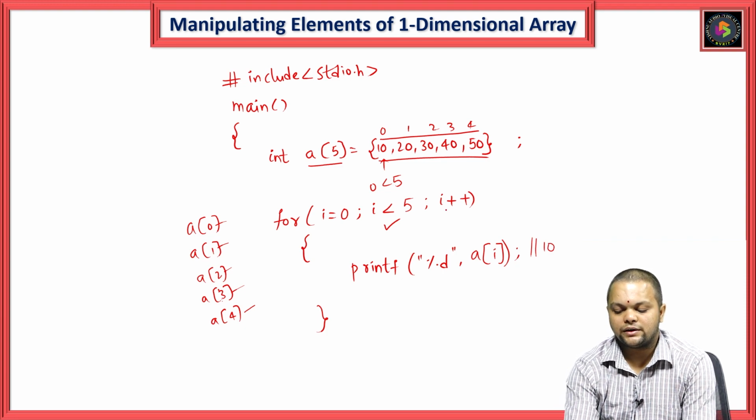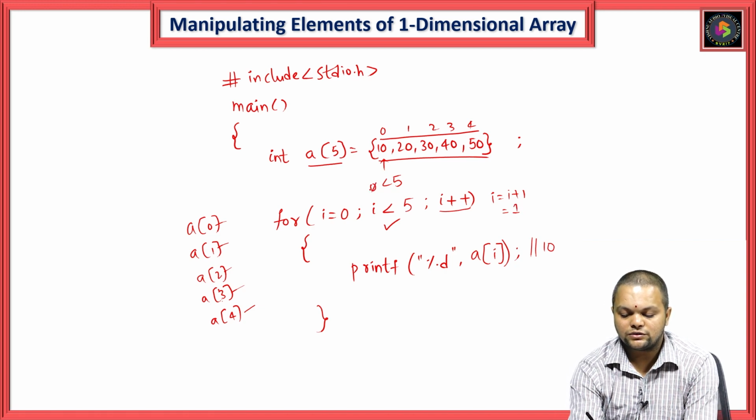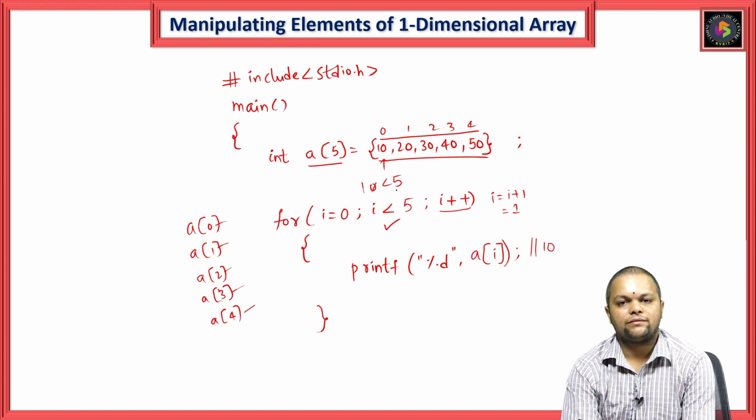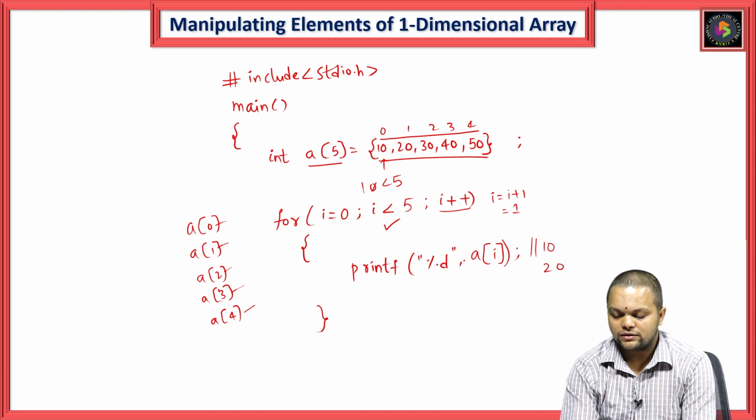In the next iteration, I plus plus, I is increased now. I equal to I plus 1, I can write it. So I value will be 1. 0 is replaced with 1. Now the next thing is what? 1 is less than 5. And this will print A of 1. What is A of 1? A of 1 is, next thing is 20. So for the time being, I'll give \n here.